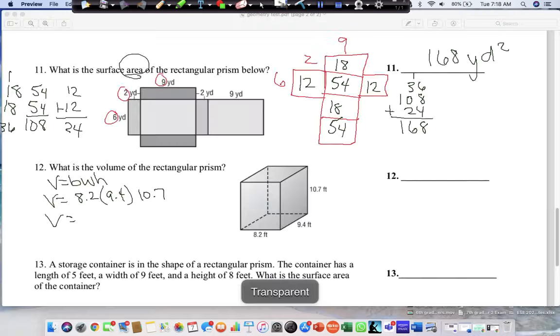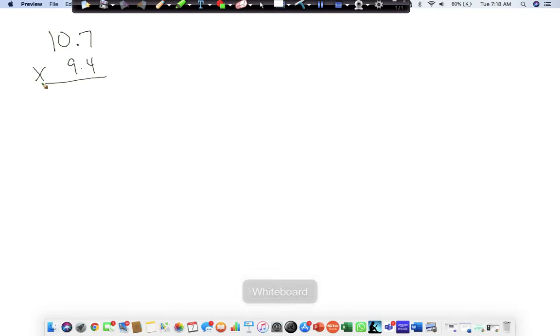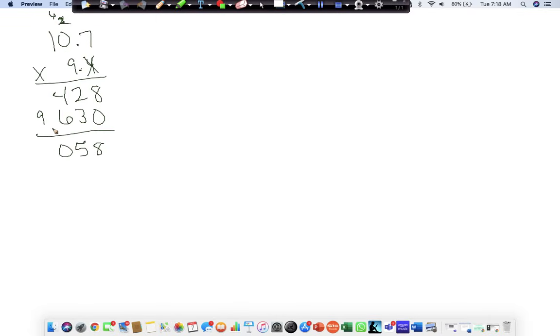Okay, so we have 10 and 7 tenths times 9 and 4 tenths. So 7 times 4 gives me 28. I carry the 2. 4 times 0 is 0 plus 2 is 2. And 4 times 1 is 4. We have a 0 to hold my place value. 9 times 7 gives me 63, carry the 6. 9 times 0 is 0, plus 6 is 6. And 9 times 1 is 9. We have 8, 5, 10, and 10. 4 plus 6 is 10, carry the 1, and 1 plus 9 is 10.